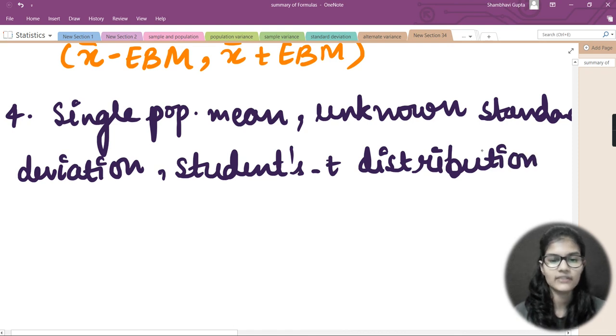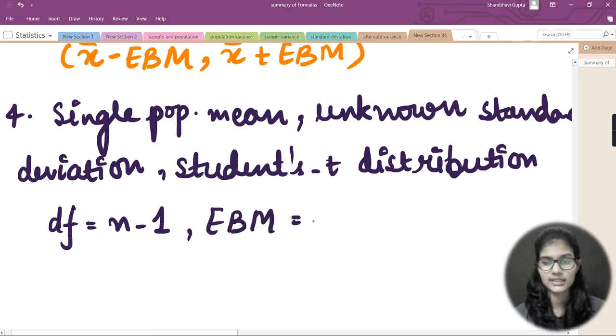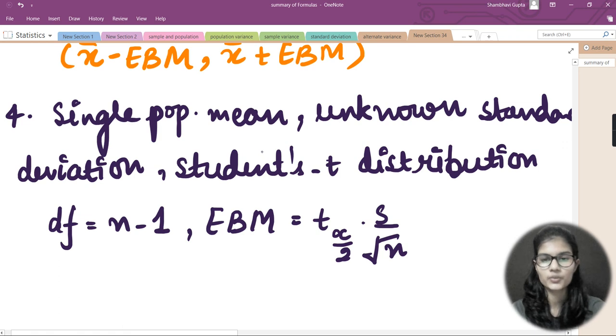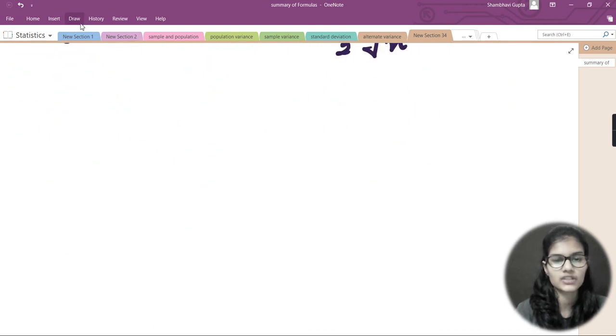When we have the Student's t distribution, we have the degrees of freedom. How do we find it? DF is equal to n minus 1. And what is the formula for finding the EBM? Instead of the Z score, we write the t score, t of alpha by 2, multiplied by s upon under root of n. This was the formula applied for this case. Fine, so the fourth is done here.